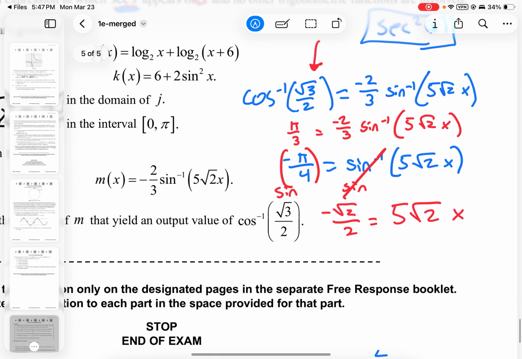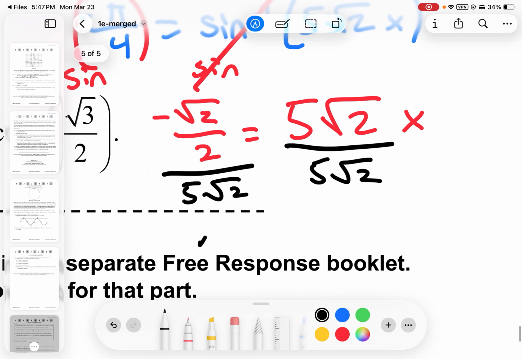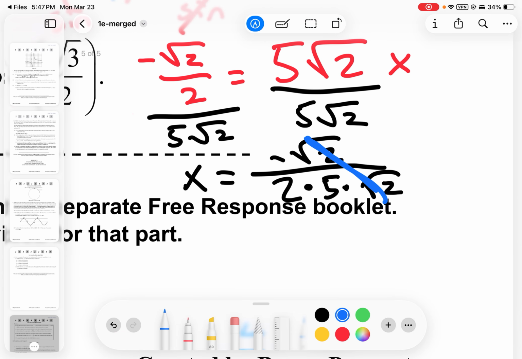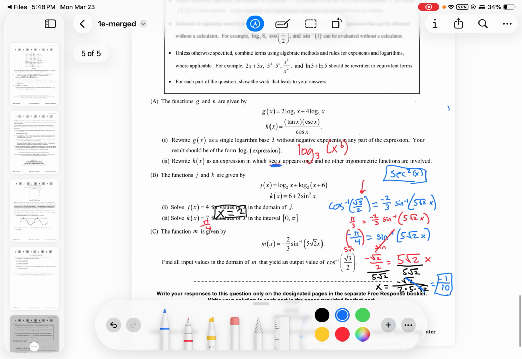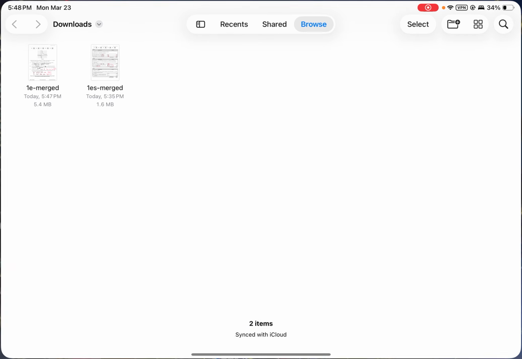So I just want to get x by itself to finish my algebra. I'm going to divide each side by 5 square root of 2. We get x equals negative square root of 2. On the bottom, I have 2 times 5 times square root of 2. Wow, this is just good algebra. I get negative 1. 2 times 5 is 10. X equals negative 1/10. Okay, I 100% lost some of you there. That's okay. But let's check our answers to make sure that I did all of this right.